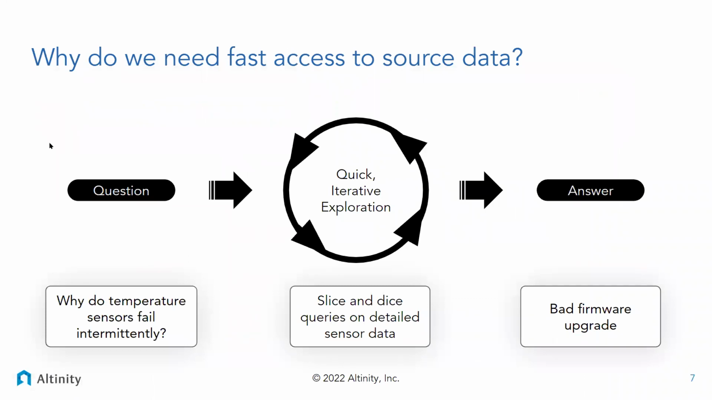So one of the things to talk about is why we focus on source data access, and this picture shows you why this is important. Let's say we have a question, like we're seeing temperature sensors fail intermittently, but we don't know why. So we're going to start doing very quick exploratory queries on this sensor data, where we may look at particular sensors, particular regions, particular stretches of time to try and find patterns that enable us to zero in on the root cause.